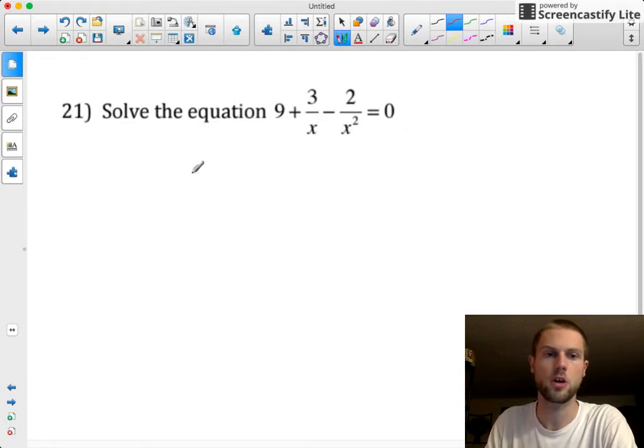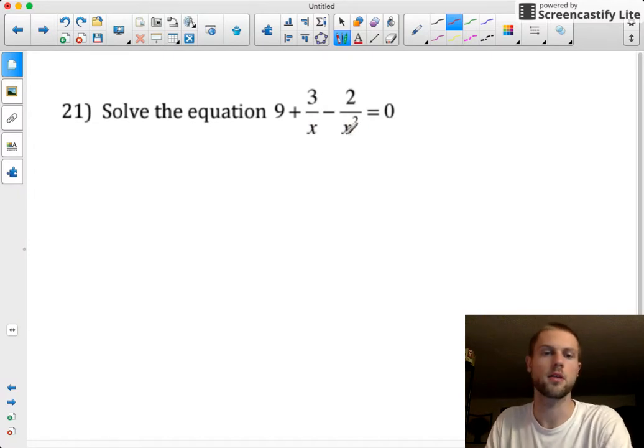Okay, this problem here, we want to solve the equation. We want to solve for x. And right now I don't like that x is in my denominators. So what I'm going to do is multiply this entire equation by whatever my lowest common denominator is.